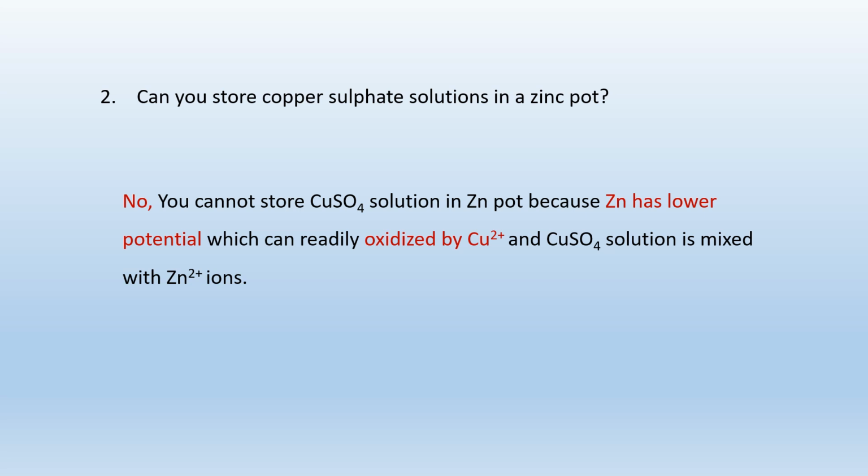Can you store the copper sulfate solution in a zinc pot? No, you cannot store copper sulfate in a zinc pot. Why? Because zinc has the lower potential, whereas copper has the higher potential. So zinc is easily oxidized by copper. After some time, zinc ions will move into the solution. Oxidize means zinc will be changed into zinc ion. So the copper solution is mixed with zinc ions, and you cannot store it because it will be contaminated by zinc ions.